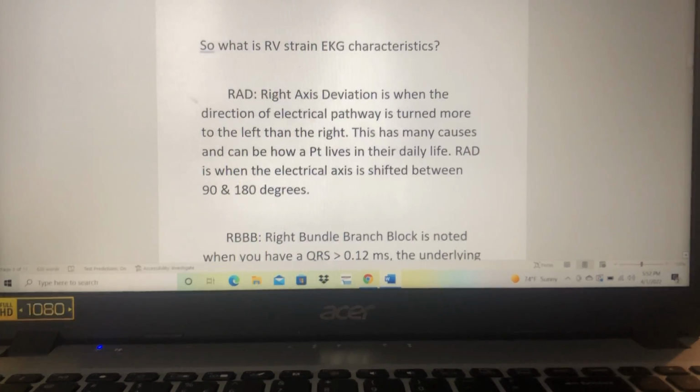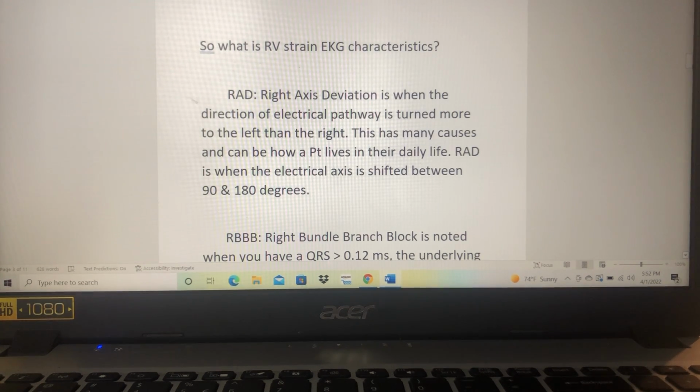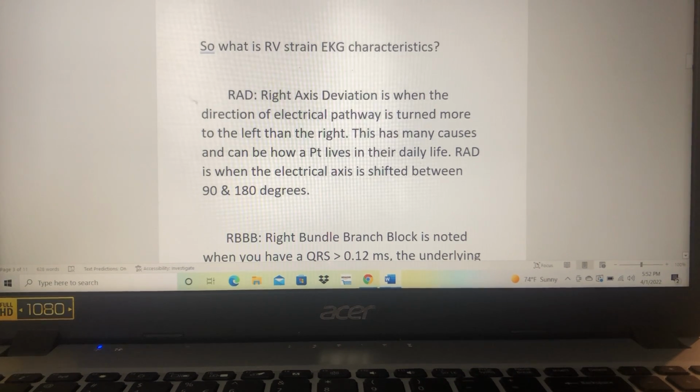So what are right ventricular strain EKG characteristics? Well, right axis deviation is one. That's basically when the electrical pathway shifts to the right. So when you look at your axis on your 12 lead, that's going to be between 90 and 180. If you're between 90 and 180, that's right axis deviation. That's a sign of right ventricular strain.